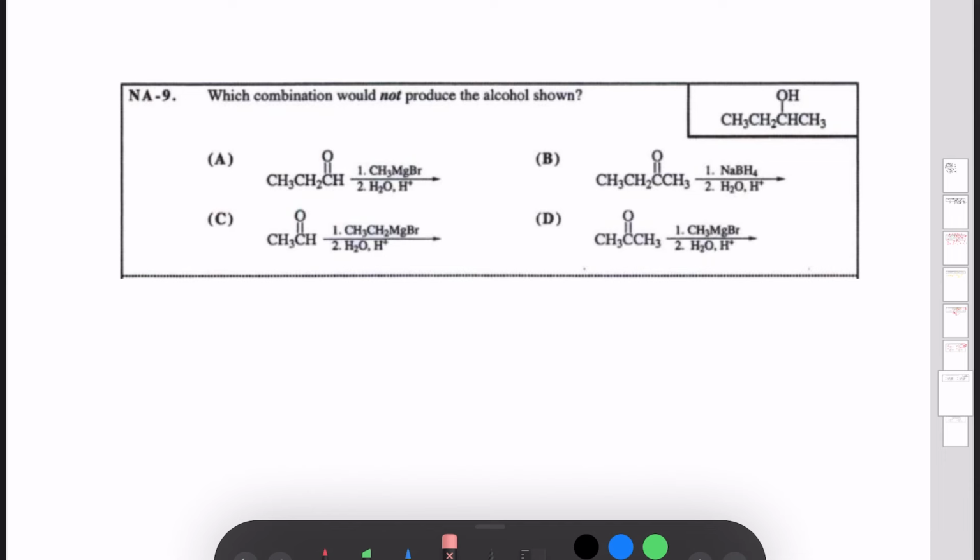This problem is interesting because now we are studying carbon-carbon bond formation. Now we're doing multiple choice questions on reactions that form carbon-carbon bonds. And we see that the question asks which combination of reagents would not result in the alcohol shown in the box to the right, top right. So let's look at each one of these options.